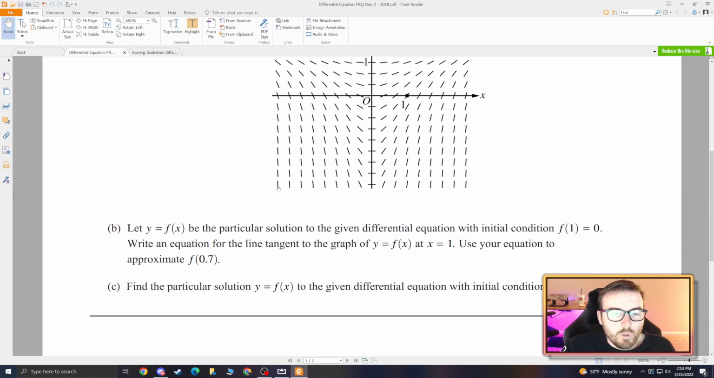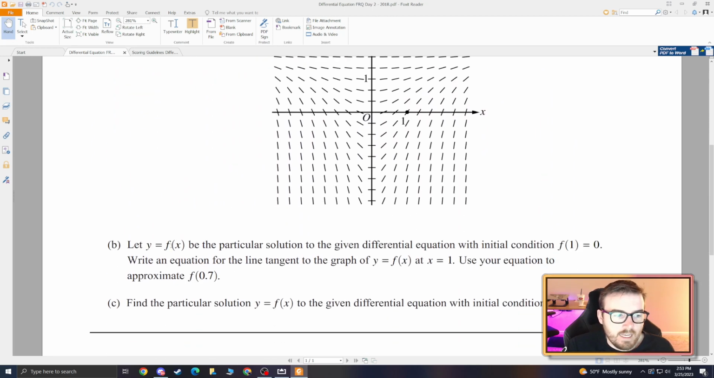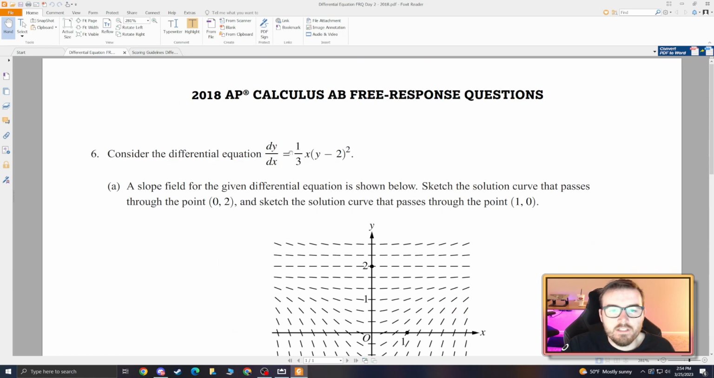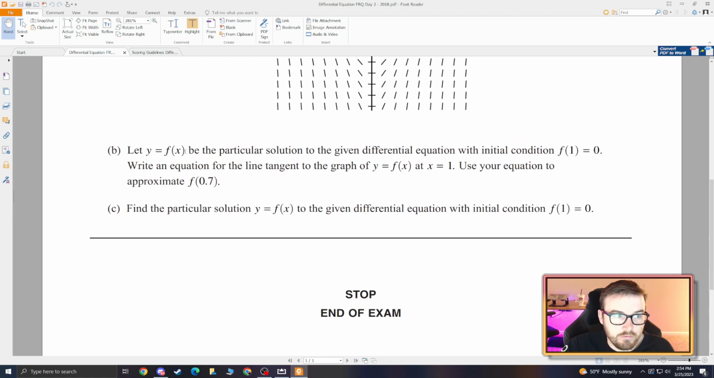Let y equal f of x. So this is dy/dx, so the integral of this is f of x. Just to clarify, if this is dy/dx, then the integral we're referring to as f. Let y equals f of x be the particular solution to the given differential equation with the initial condition f of 1 equals 0. Write an equation for the line tangent to the graph of y equals f of x at x equals 1. Use your equation to approximate f of 0.7.